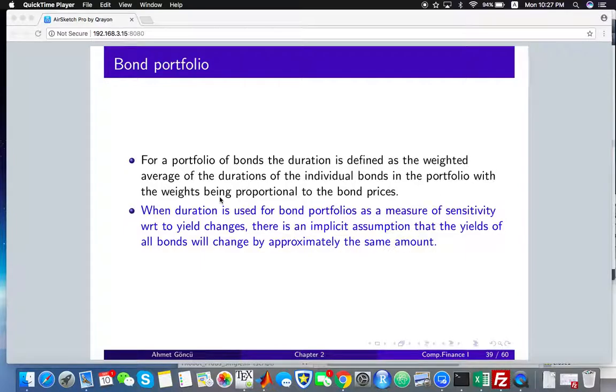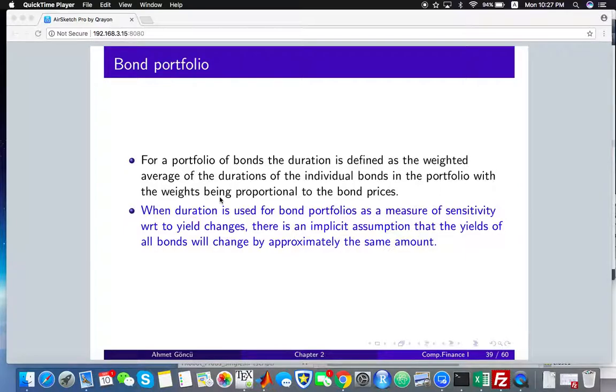in our portfolio. In this case, the duration is defined as the weighted average of the durations of the individual bonds in the portfolio. And here the weights are going to be simply the proportional values of the bond prices within the total portfolio.